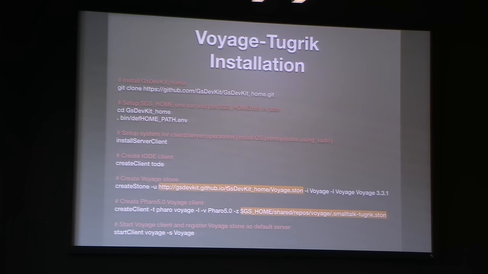There's a Voyage stone, and it's off on GS Dev Kit home on the GitHub IO area, because I needed a place to be able to download things, and also have pull requests so that other people can add to this. This is my moral equivalent right now for GS Dev Kit home of the catalog in Pharo. There are about 30 projects up there.